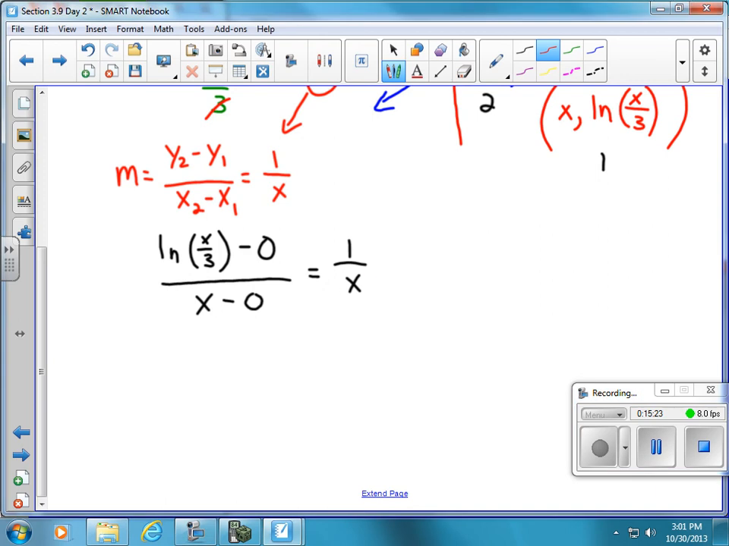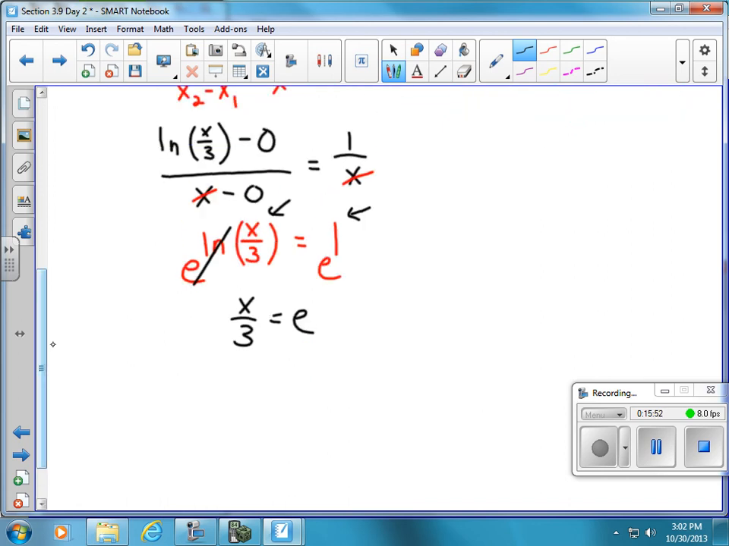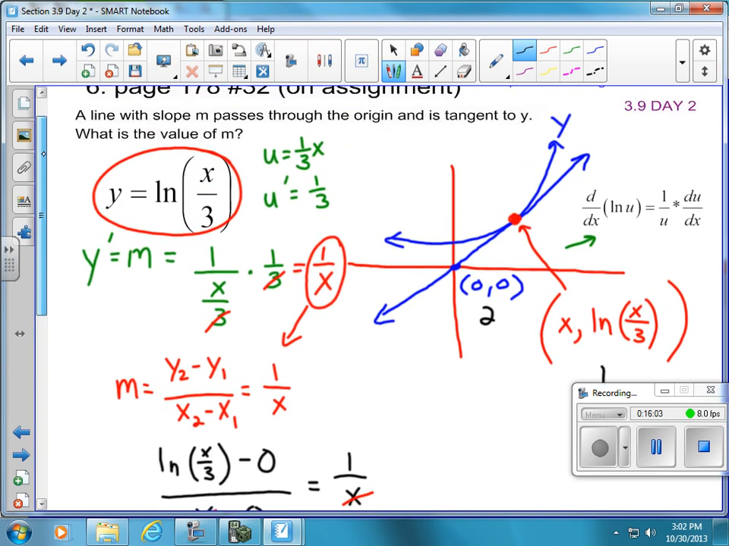If you cancel out your x's, your equation now reads ln of x over 3 equals 1. Remember, we're going to have to exponentiate with e in order to solve an ln problem. So both of these are going to become powers of e. So these cancel out. We have x over 3 equals e, and therefore x equals 3 times e. All right, so that's what x is. What was the actual question? What's the value of m?